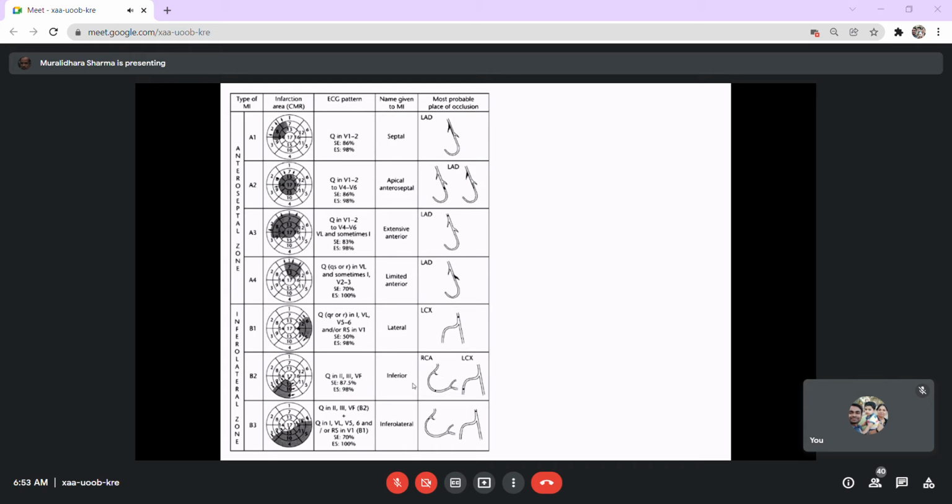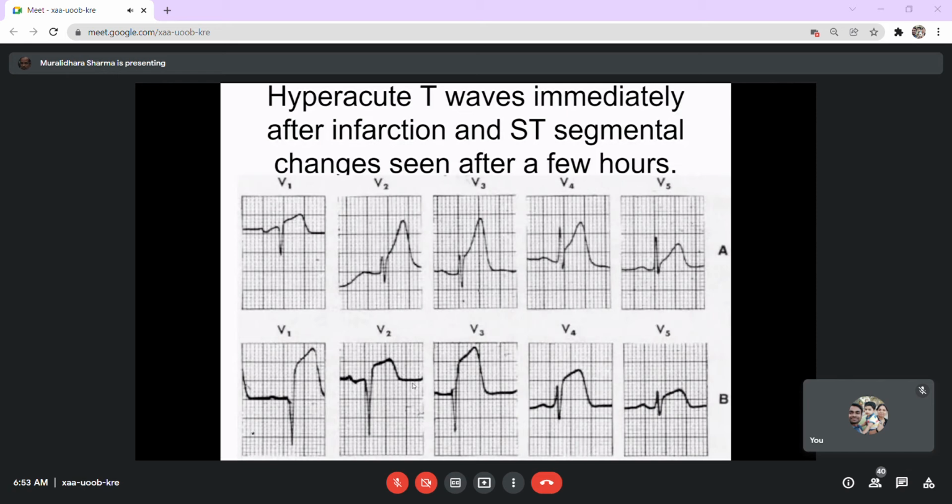Practically, no one really bothers about these issues. All you have to decide is whether there is an infarction or not. At the most, it could be limited to anterior, posterior, and lateral. That's enough. But if you want more detail, that's the table which can help you. Now, again, some more examples.